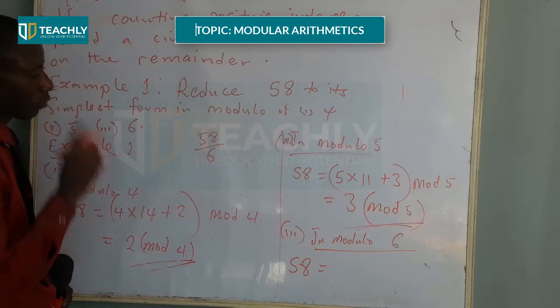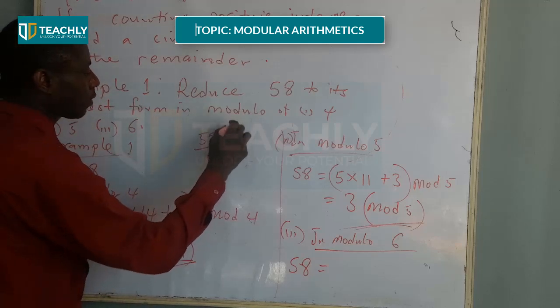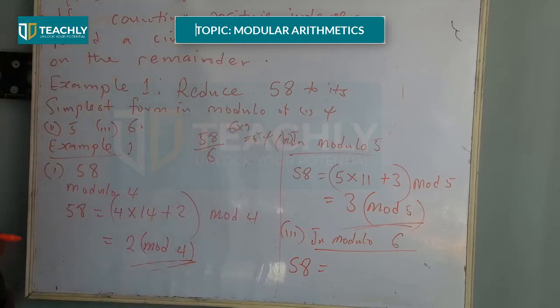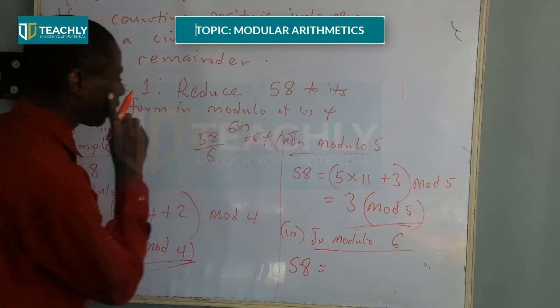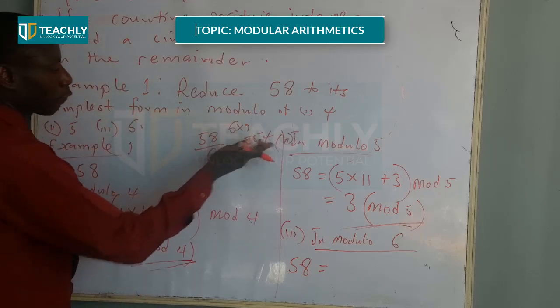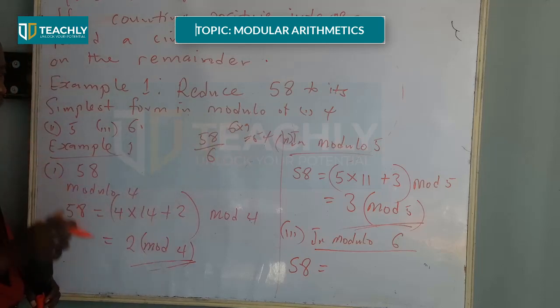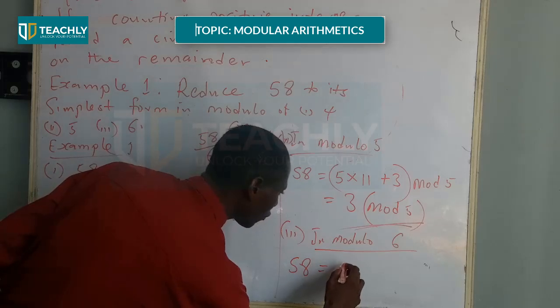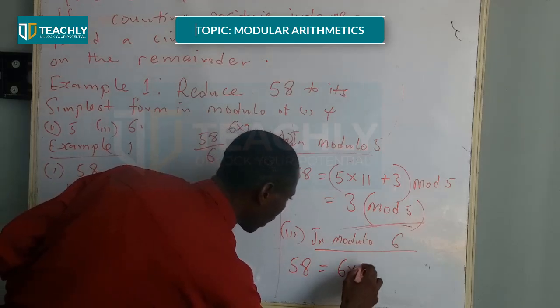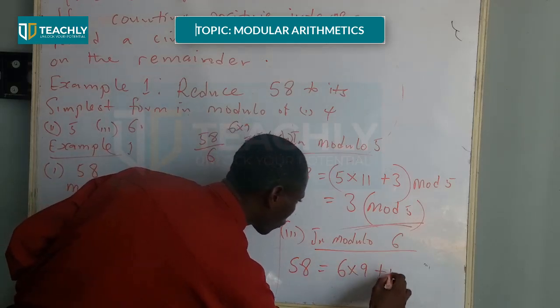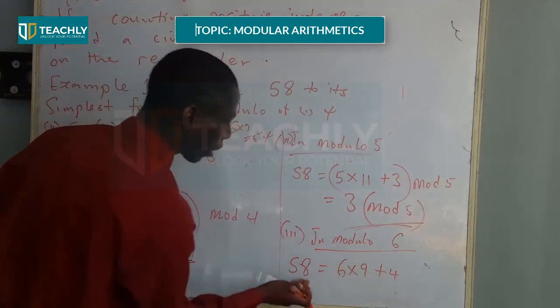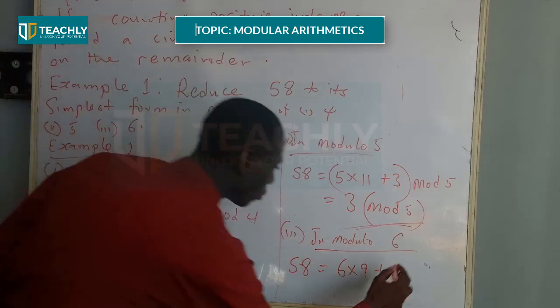I think you can see 6 times 9, which is 54. 6 times 9 will give us 54. That means you can get 9. Then subtract 54 from 58, remainder 4. So that means you can express 58 as 6 multiplied by 9 plus 4, because 6 times 9 will give us 54, plus 4, I'm going to have 58. So in modulo 6.